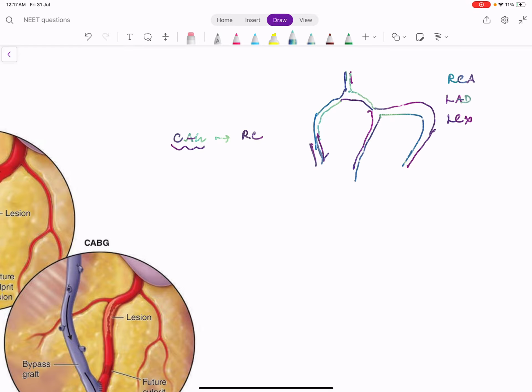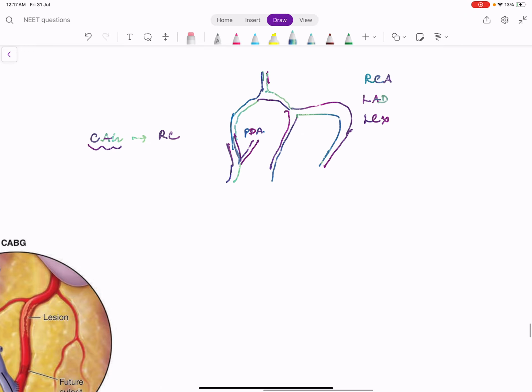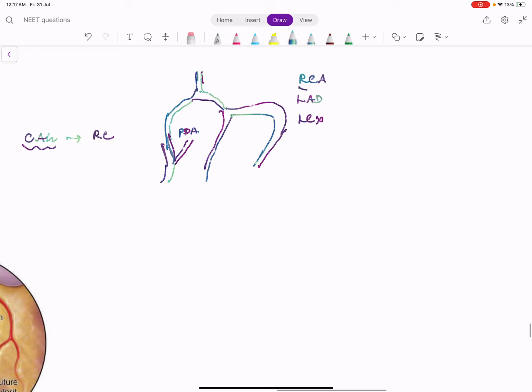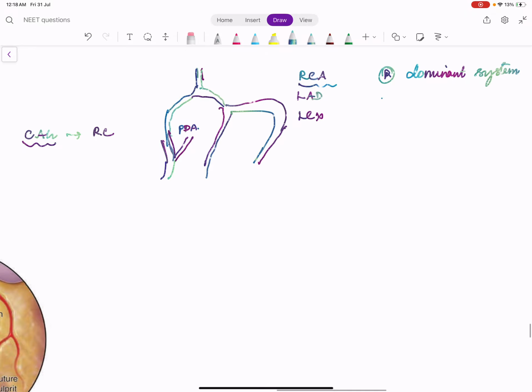One important branch of right coronary artery is the posterior descending artery. If posterior descending artery arises from RCA, we call it the right dominant system. If the posterior descending artery arises from the left circumflex artery, we call it the left dominant system. If PDA arises from both, we call it a codominant system.